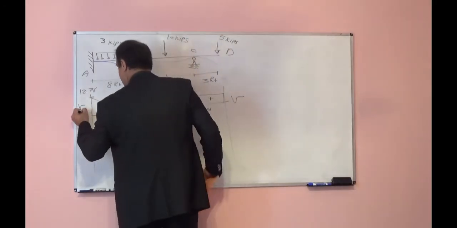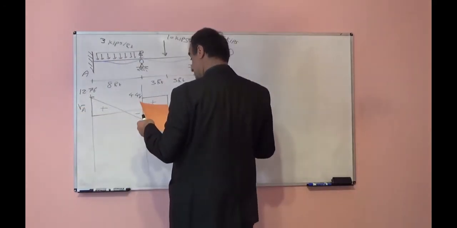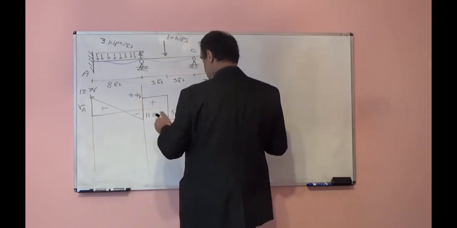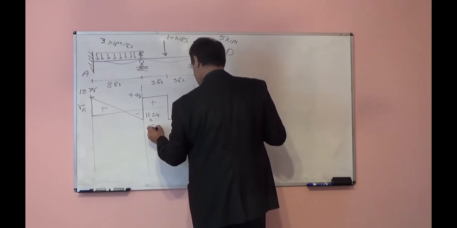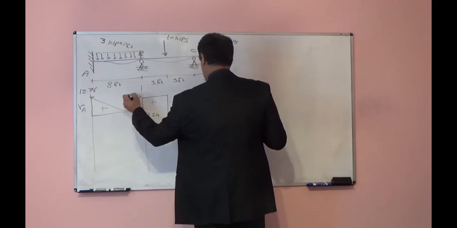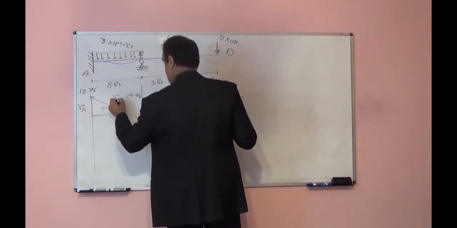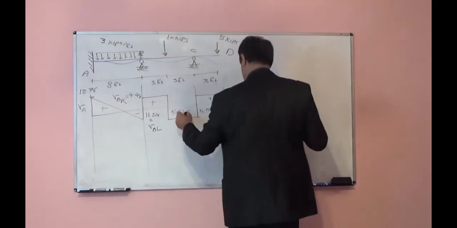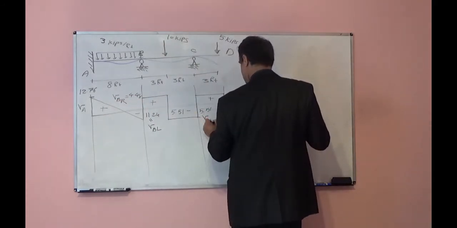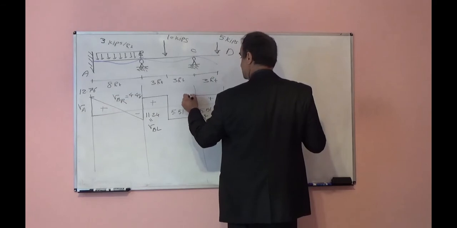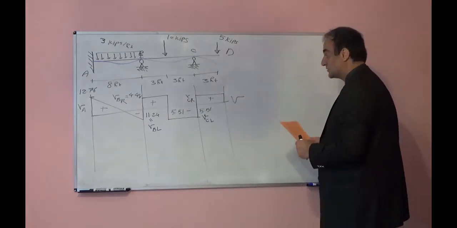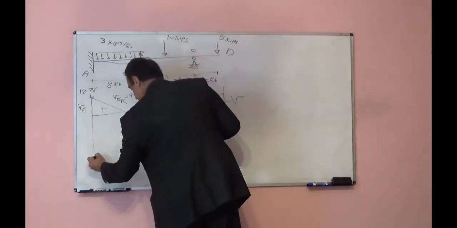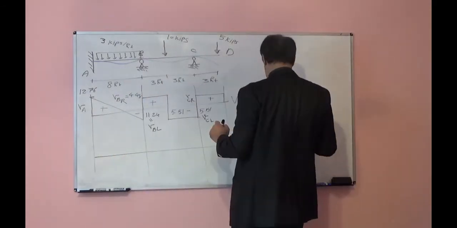This is VA. Let's show everything. This will be VB left. This will be VB right. So this will be VC left. This will be VC right. Okay. Let's look at the moment diagram. Moment diagram here.